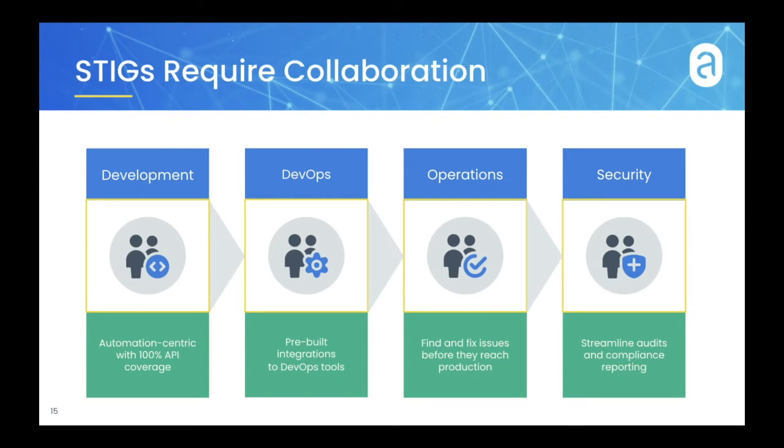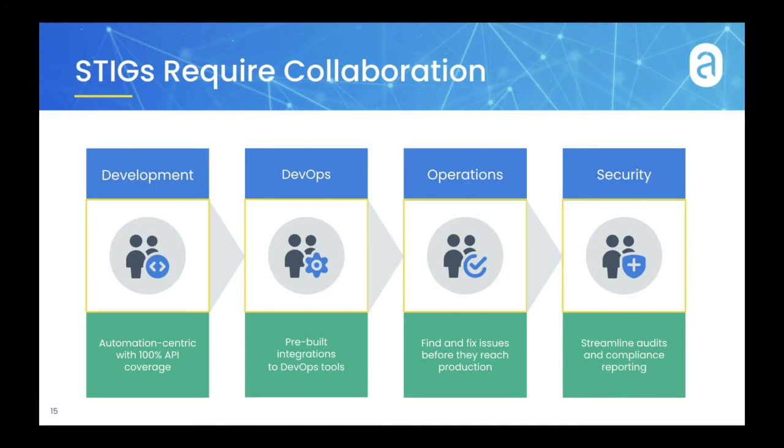STIGs require collaboration. This is a slide I really like. One of my biggest frustrations when I'd be building systems was, we just spent a lot of time trying to make this a hardened image or a hardened virtual machine, and now we got all the way through and deployed it, and then security comes back a month later with a bunch of findings because they did their monthly STIG review, right? We shouldn't be doing one-off monthly things. This should be a continuous approach to security. That's what DevSecOps is really about. It's about doubling down on security, not throwing it out the window.